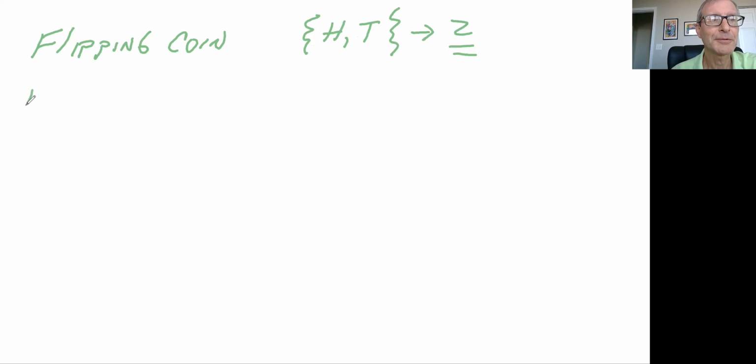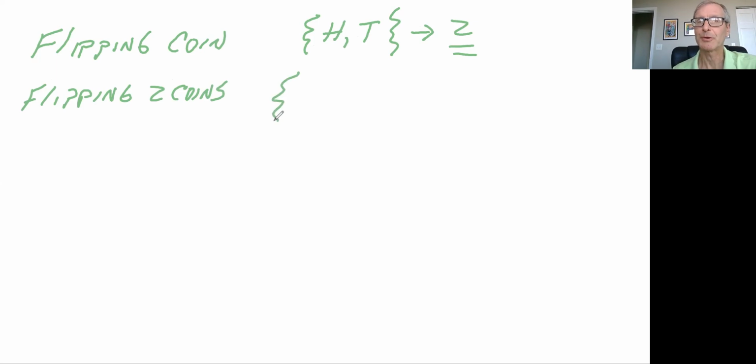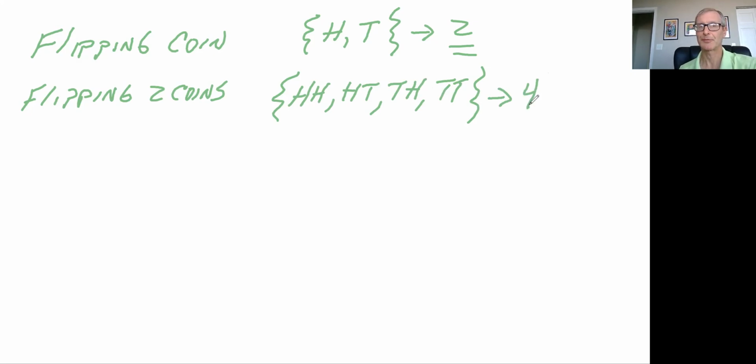How about if you're flipping two coins? Two coins. Well, if you think about it, what are the possibilities? Well, we could have a head and a head, a tail and a head, or two tails. So how many possibilities are in that sample space? There are 4 possible outcomes.